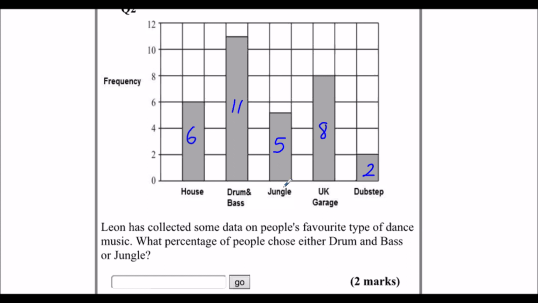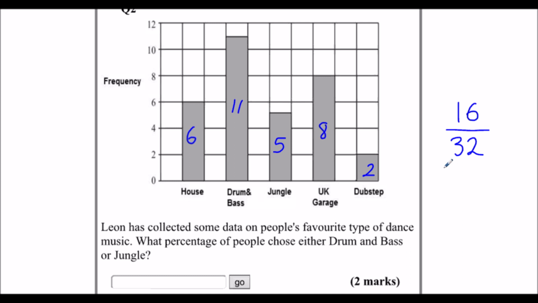So either drum and bass or jungle. Drum and bass is 11. Jungle's 5. 11 plus 5 is 16. So 16 out of how many people in total? So 2 and 8 is 10. Plus 5 is 15. Plus 11 is 26. Plus 6 is 32. So 16 out of 32 choose either drum and bass or jungle.